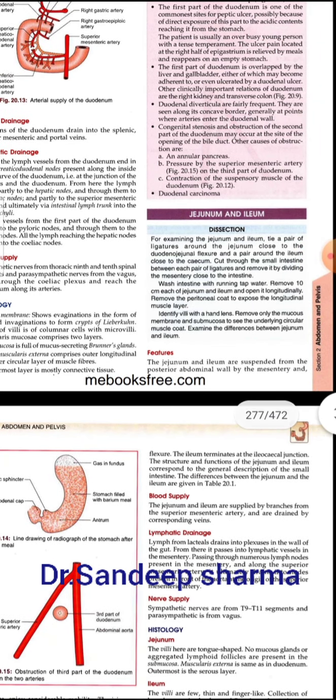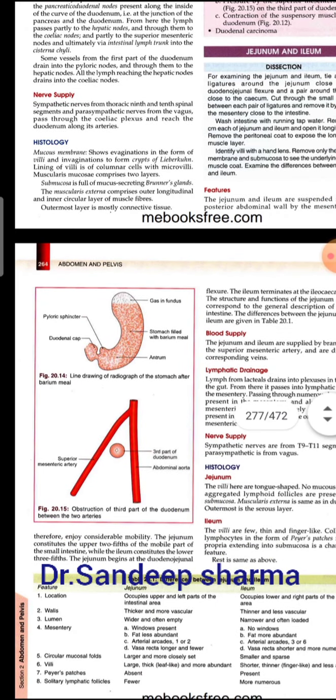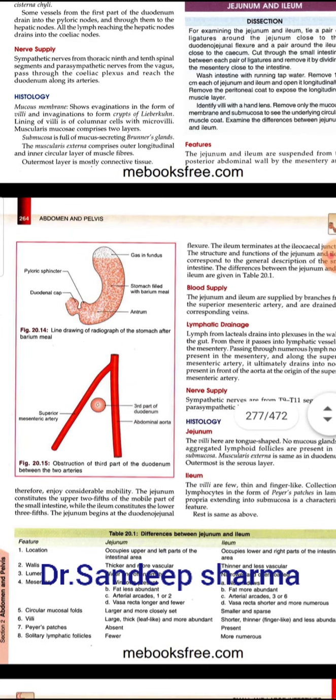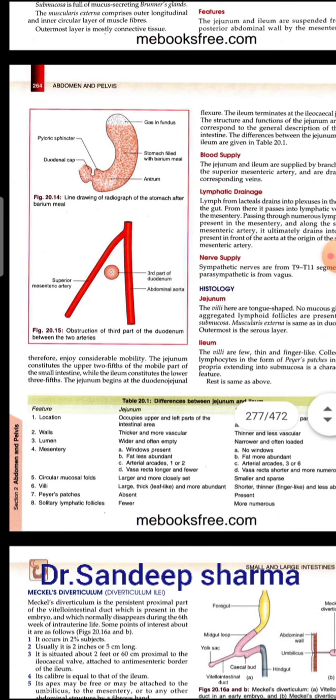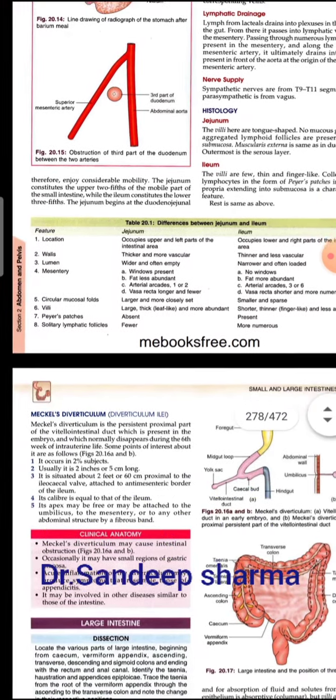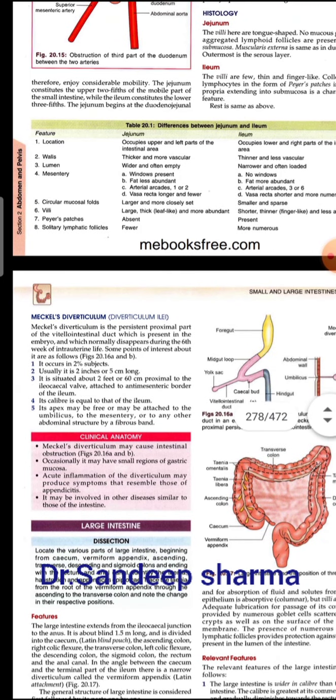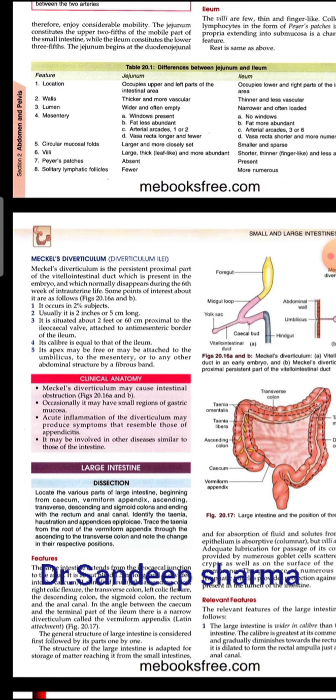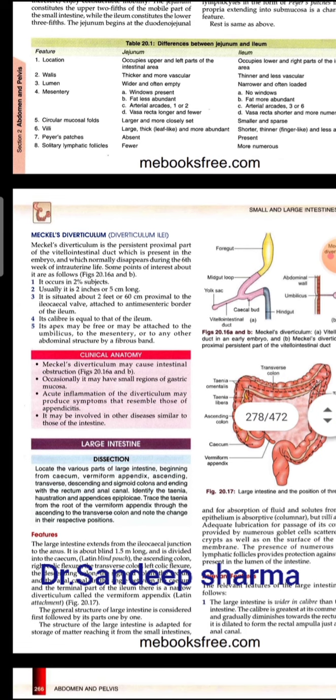If anything is there, then we will discuss. Now we will go directly to Meckel's diverticulum. It is also called diverticulum ilei. Meckel's diverticulum is the persistent proximal part of the vitello-intestinal duct, which is present in the embryo and which normally disappears during the 6th week of intrauterine life.